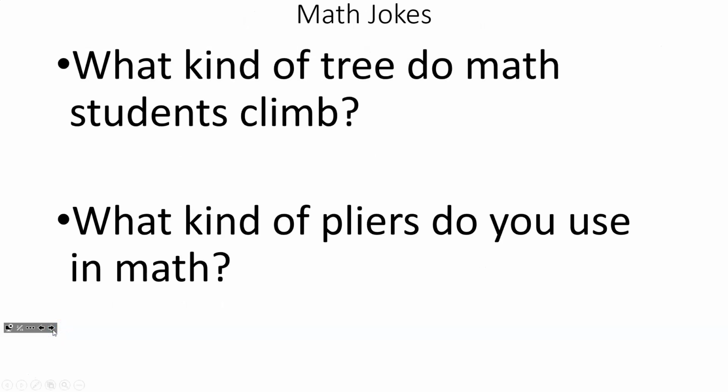There's your math jokes for the day. What kind of tree do math students climb? They climb a geometry. And what kind of pliers do you use in math? Well, you use multipliers.